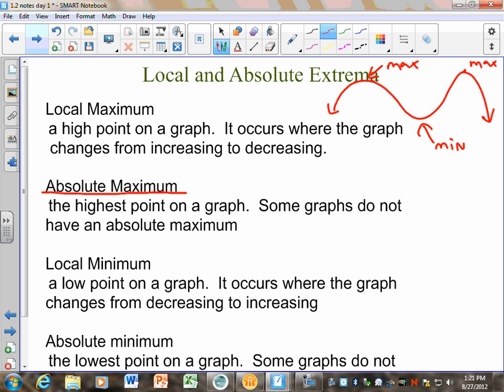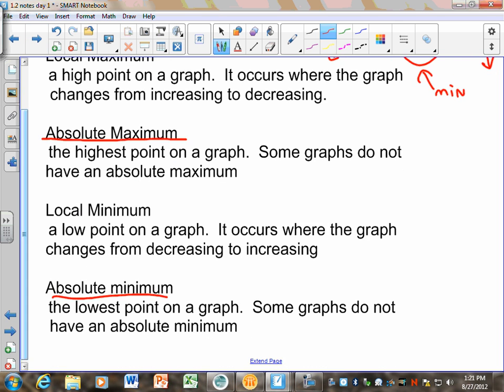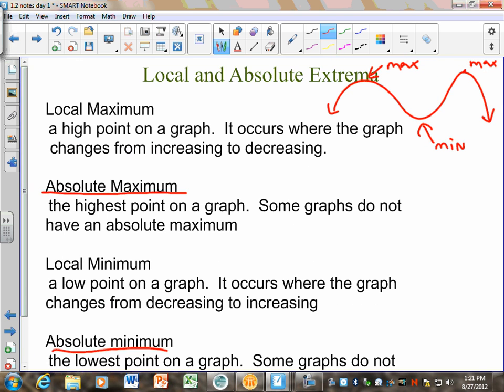That's all we talked about last year. But now we can throw in the fact that we have an absolute minimum, which would be the lowest point on the graph. My little graph up here has no absolute minimum because these arrows keep going down forever, which means there's never going to be a lowest point on the graph.